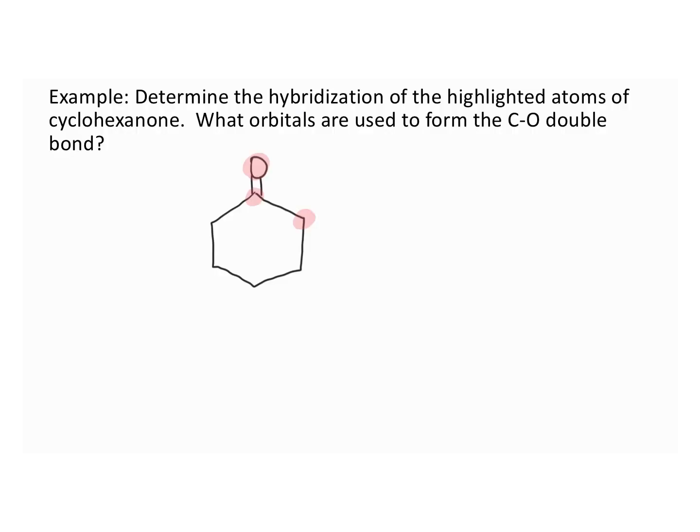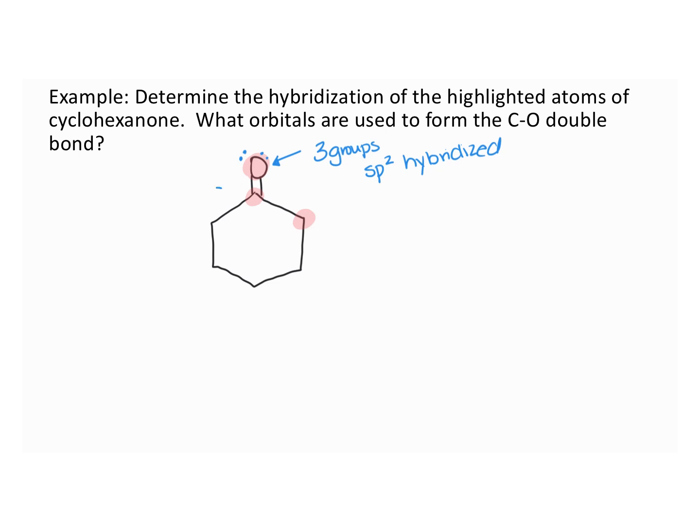So let's do an example. This example says, determine the hybridization of the highlighted atoms of cyclohexanone. What orbitals are used to form the carbon-oxygen double bond? So we are going to look at the hybridization again, and to do this, we need to look at the groups. When I look at this oxygen here, I know that we're going to have 2 lone pairs on this oxygen for it to be uncharged. That means there are 3 groups on that oxygen, and so that's going to be sp2 hybridized.